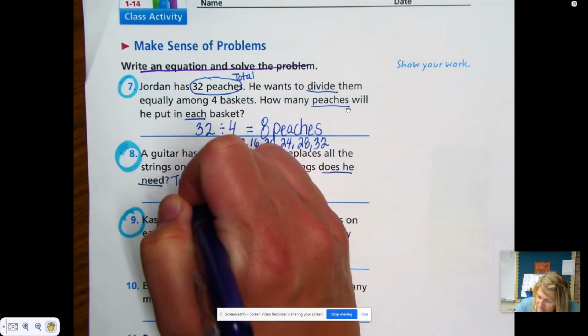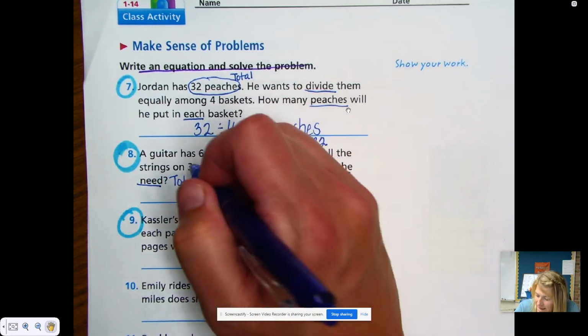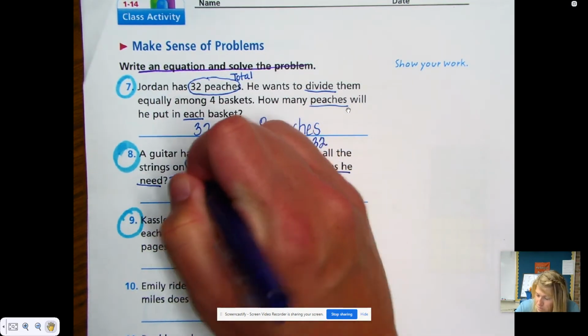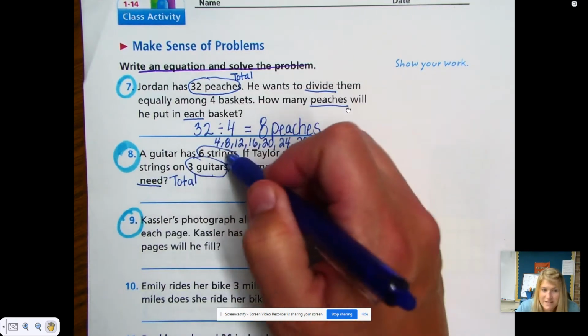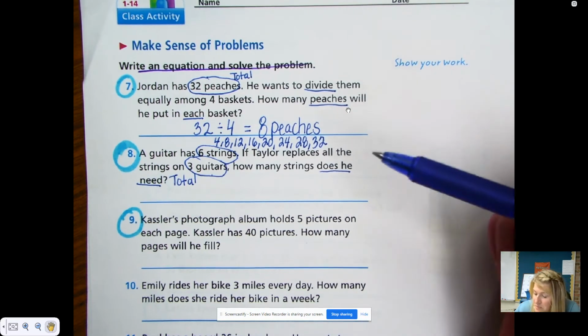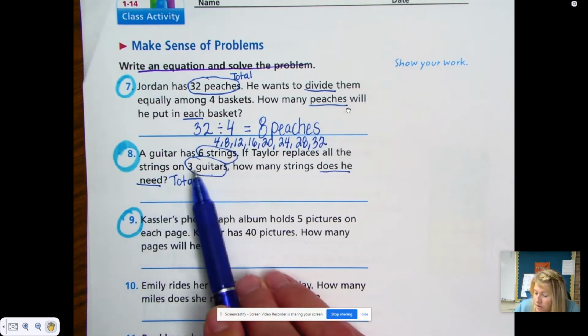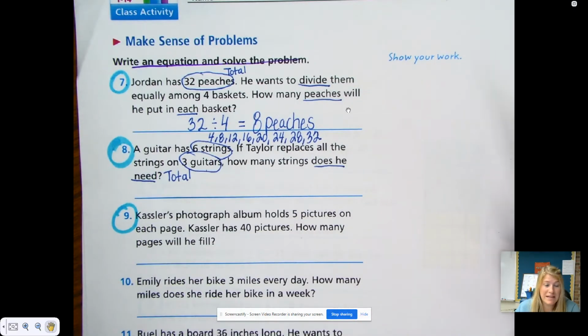That's a clue when they need to know the total. It tells me that he has 3 guitars, so 3 groups. Each guitar needs 6 strings, so each group will have 6 in it. You guys hear where these clues are leading me to? This is asking me to multiply. So my clues would be total, 3 groups, 6 strings. How many strings do we need in all?